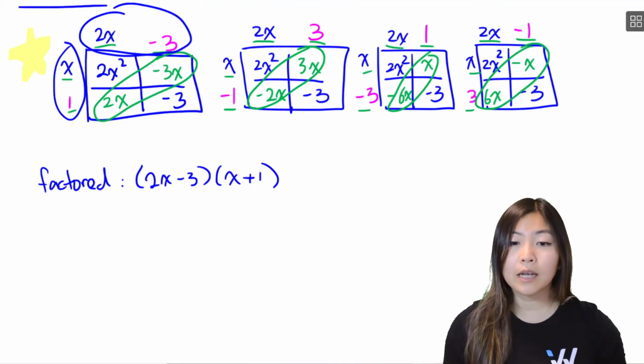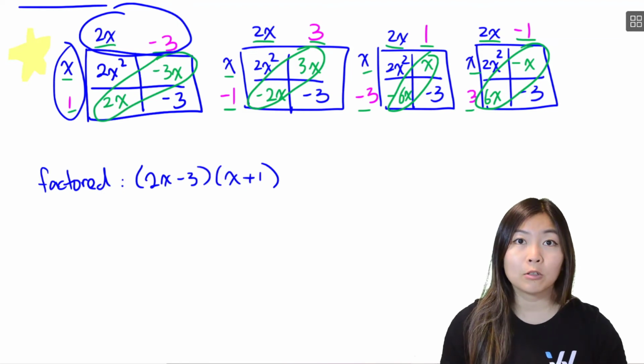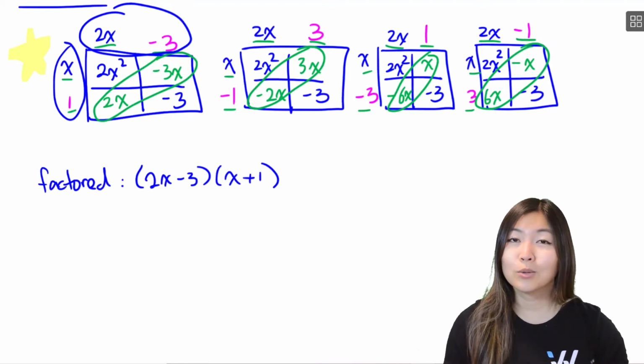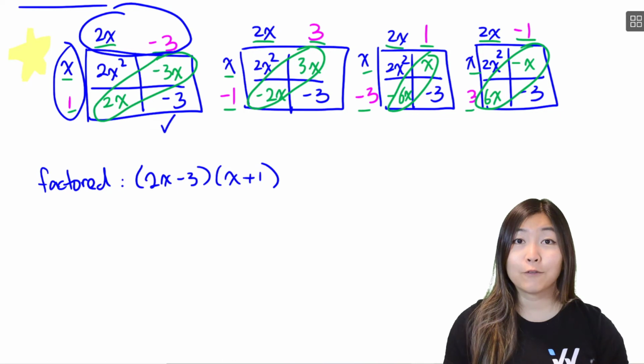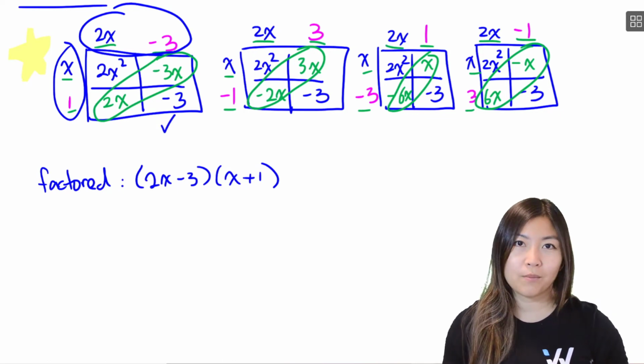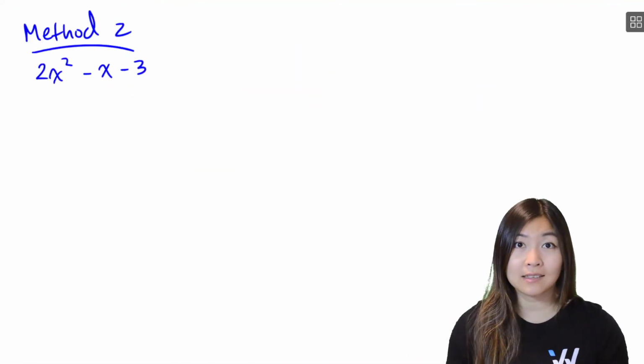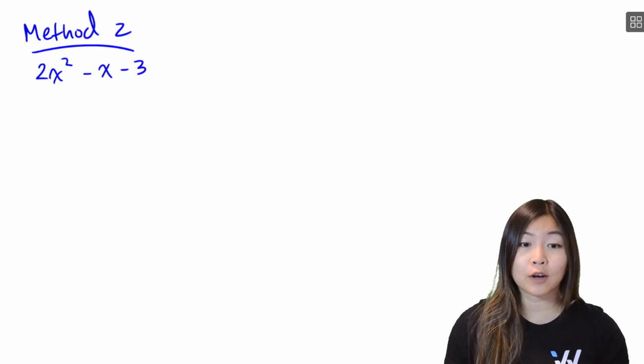So a little bit more trial and error, but if you list them all out and calculate all of them, you should be able to find the one that you need. And in practice, you would go one at a time. And if you're lucky, you should find the correct one before you reach all 4 possibilities. Now I'm going to show you another method to visualize this and see how we can factor this harder trinomial.